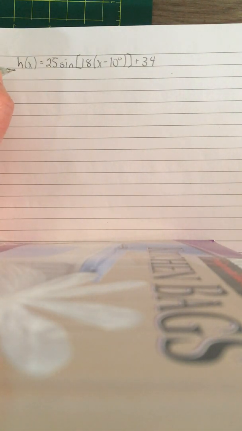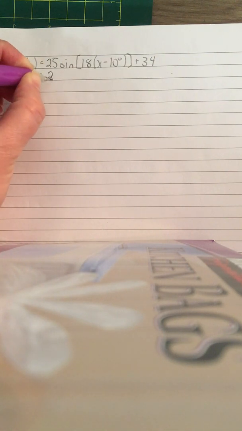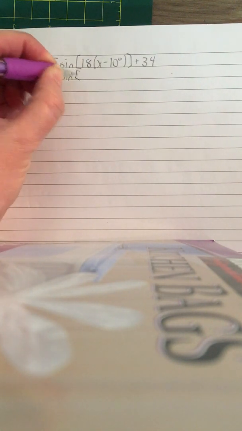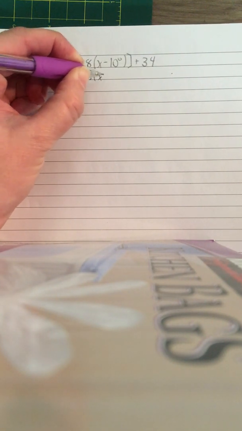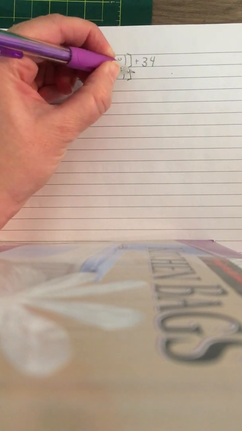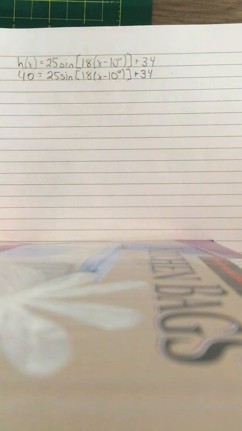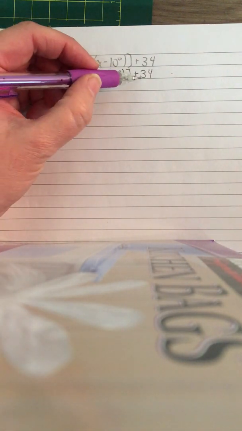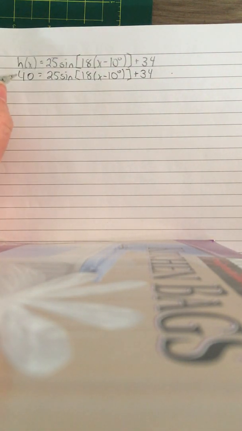So what we're going to do is set our h of x equal to 40, rewrite our equation, and then try to solve for x. So this is our new equation. And our goal when we solve for x is, of course, to get it all by itself on one side. So the first thing we're going to do is get rid of the term that doesn't have an x in it. To get rid of the plus 34, we're going to subtract it from both sides. That gives us a 6 on the left-hand side.